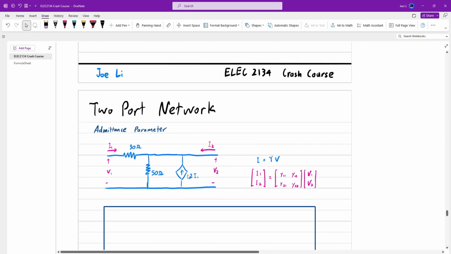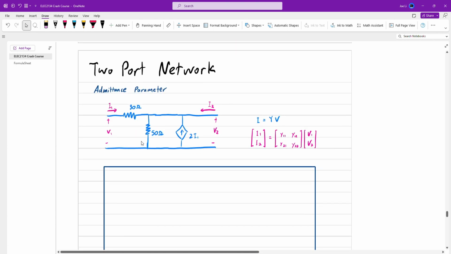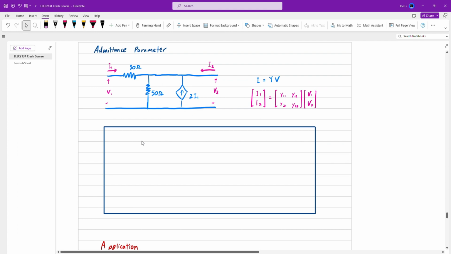Next part, admittance parameters. Same circuit as before, but this time we're trying to find the admittance of it. Again, I love to save brain memory, so I just write this equation down. I1 equals y11 times v1 plus y12 times v2, and I2 equals y21 times v1 plus y22 times v2. We get two equations from here.